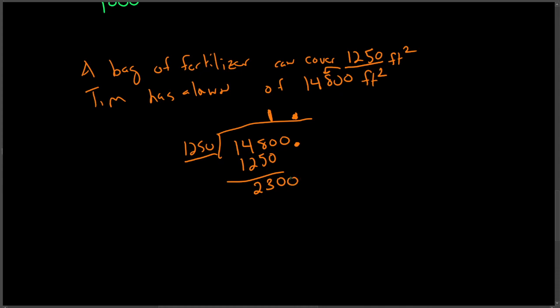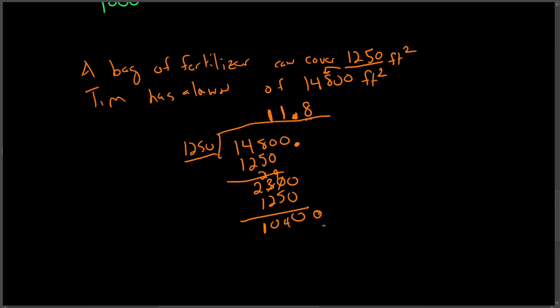And I'll bring down my next 0. Well, multiplying this by 2 would be 24, so it has to be 1 again. So I'll multiply back through 1,250, and I'll subtract. And I'll bring down my next 0. Now we're getting close, I think. Let's see. 104. 9 would be too big, so let's try 8.